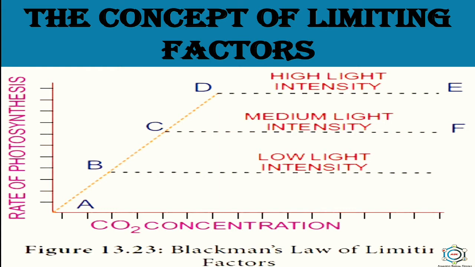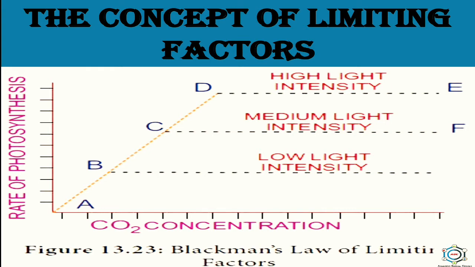Further increase in light intensity from medium to high increases the rate of photosynthesis along the line CD. By adding carbon dioxide, the rate attains maximum at D, and further increases in carbon dioxide will not raise the photosynthetic rate, which becomes constant along the line DE. This indicates that some factor again becomes limiting. Besides light and carbon dioxide, other factors like temperature, water, etc. may also become limiting.